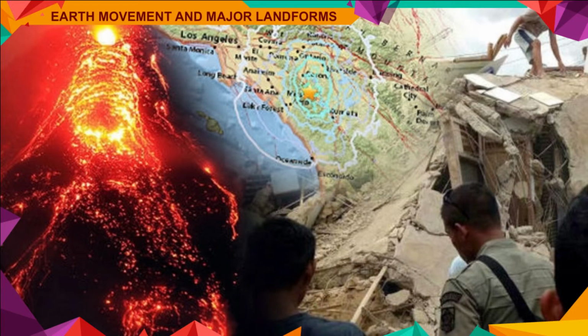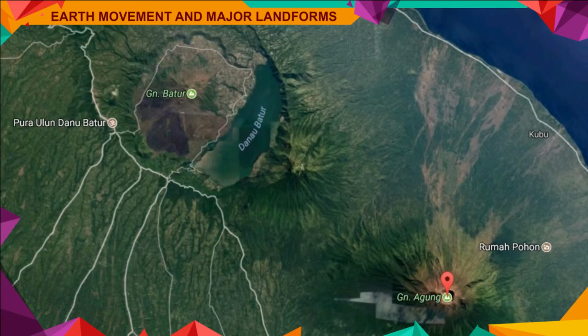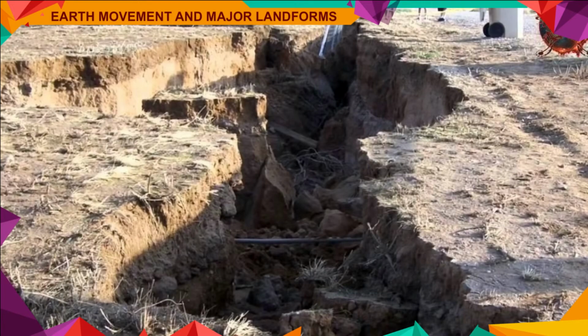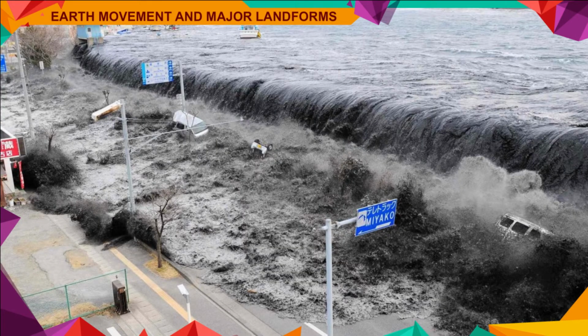Earthquakes are experienced in the same belts where volcanoes are situated. This is because the Earth's crust is very unstable in this region. Earthquakes do not create major landforms. However, they cause changes in the existing landforms. For example, they may cause cracks to open up in the ground. They may also lead to landslides or cause giant waves in the ocean called tsunami.